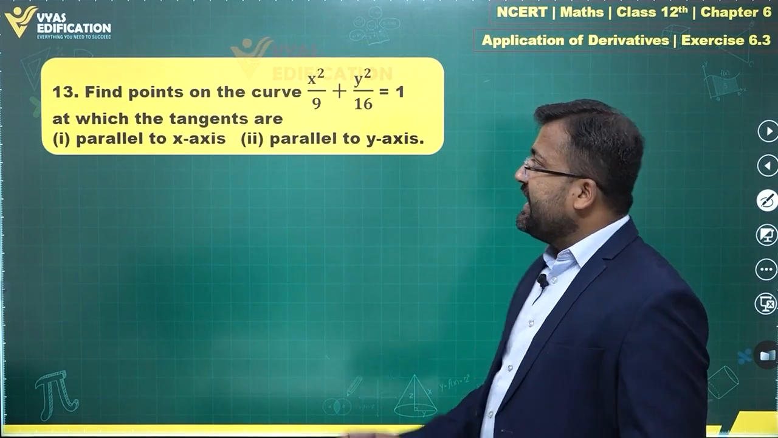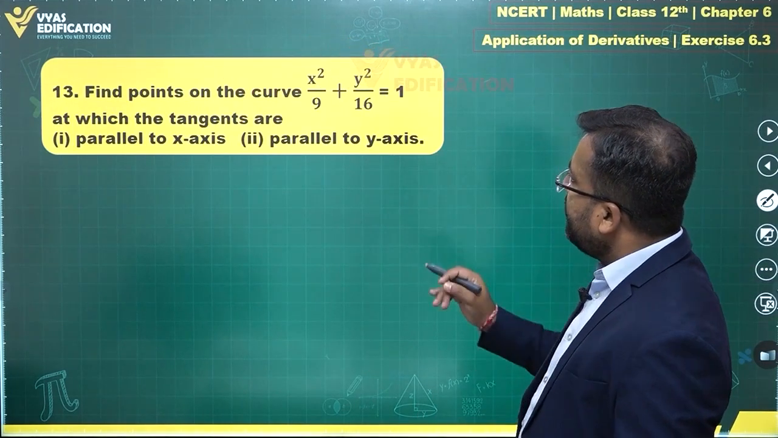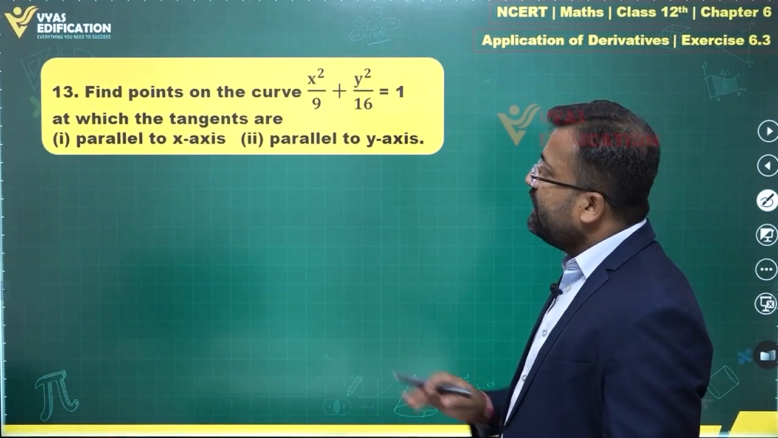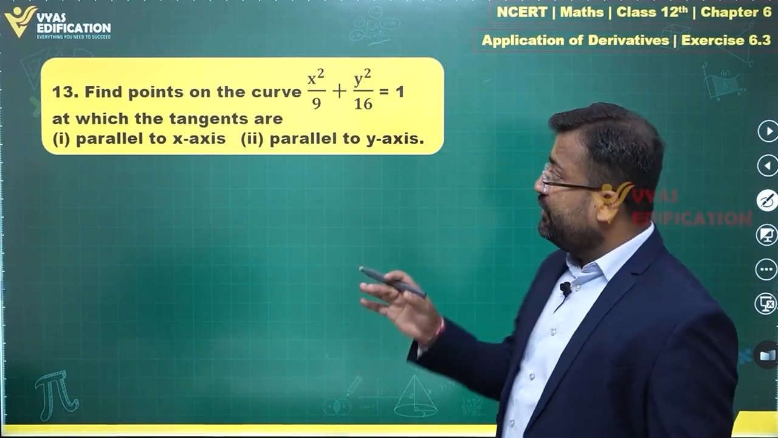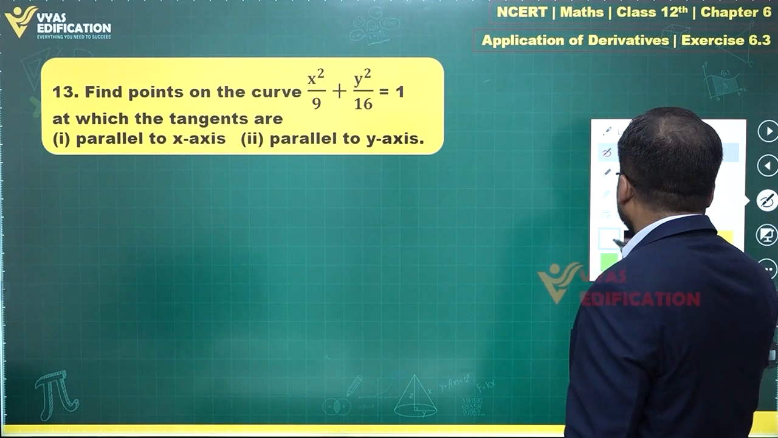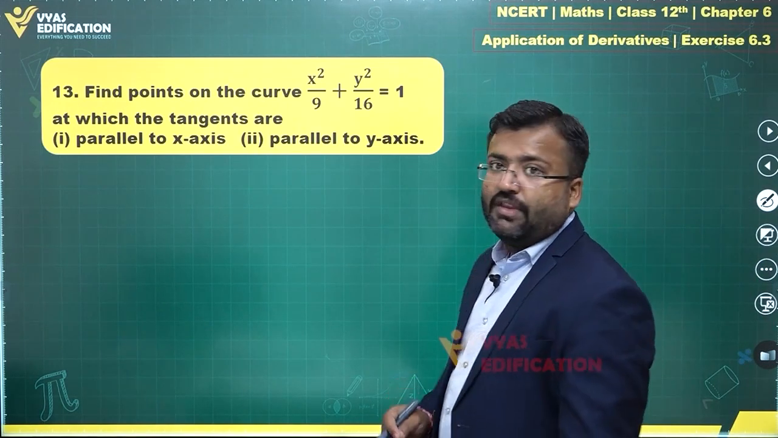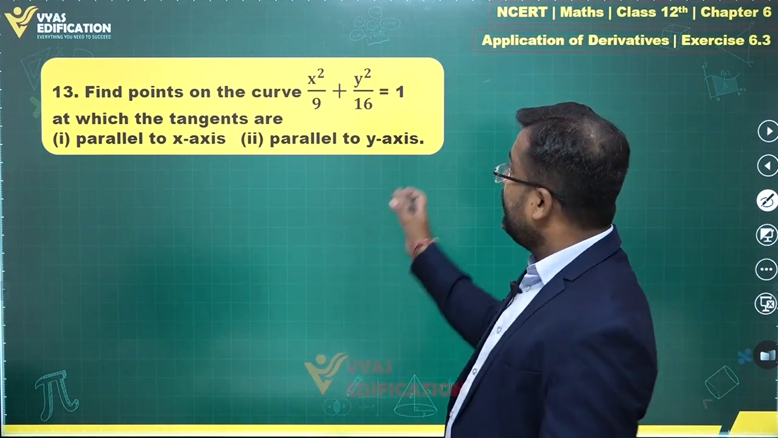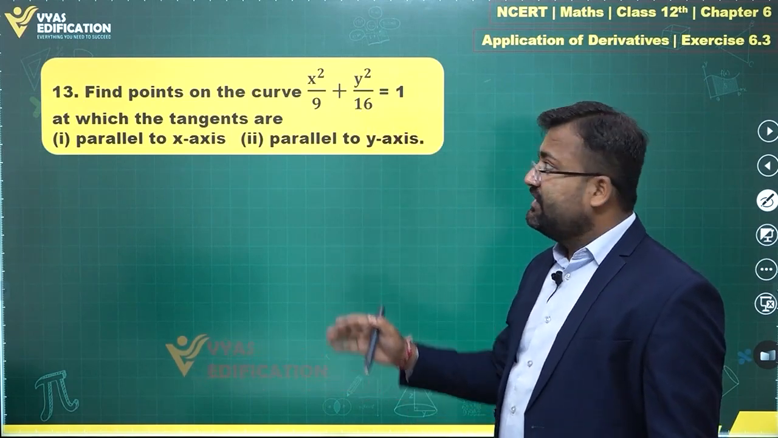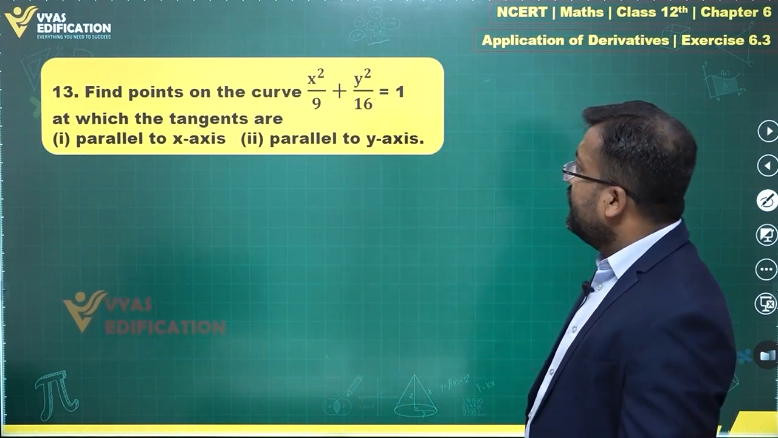Question 13 says, find points on the curve x square by 9 plus y square by 16 equals 1 at which tangents are parallel to the x-axis, parallel to the y-axis. There are two parts of this question. And frankly speaking, if you can easily draw the graph of this equation, this represents an ellipse, right?